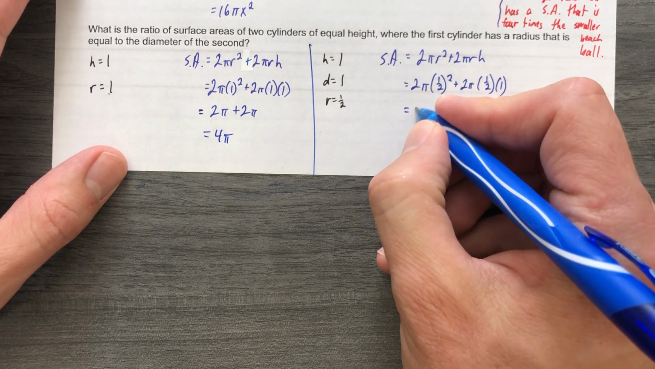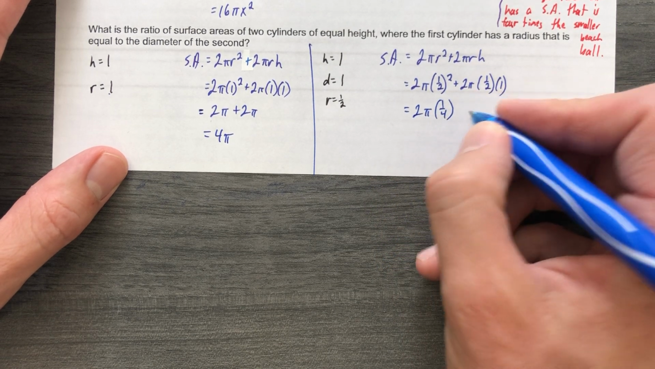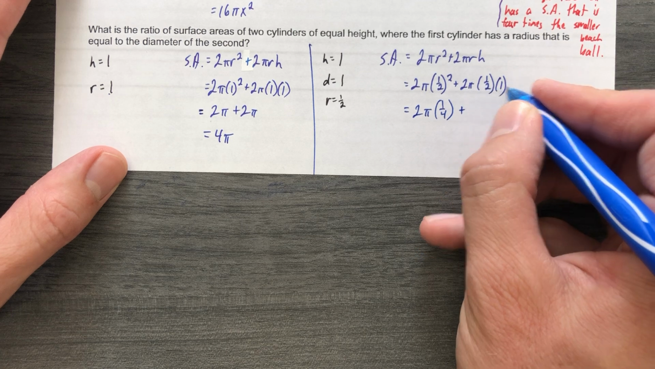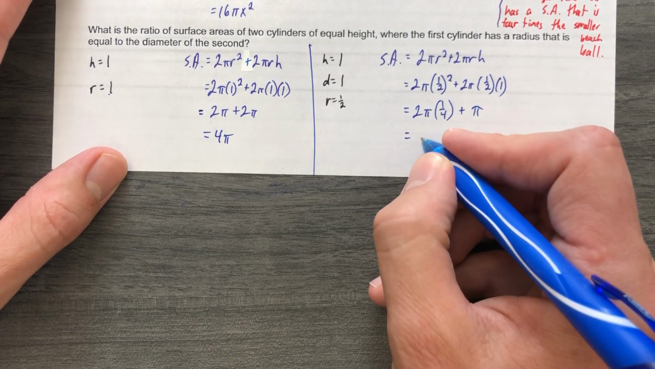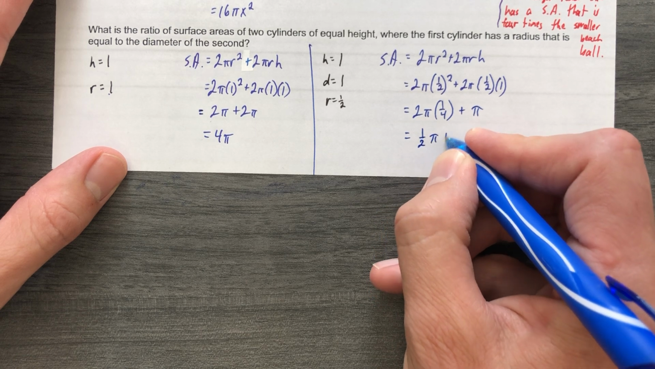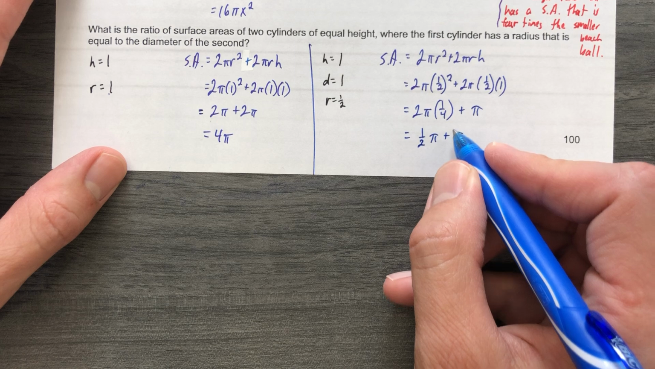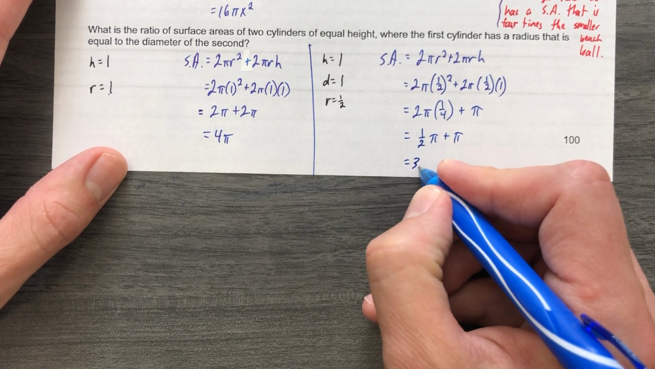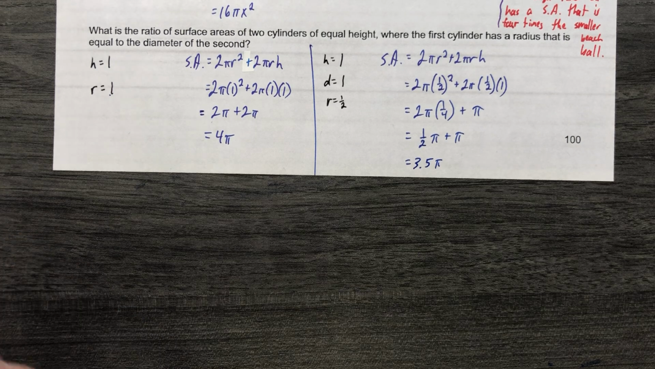All right, so this is 2 times pi times, let's see, 1/2 squared is 1/4. And then we have 2 pi times 1/2 times 1. 2 times 1/2 is going to give me 1 pi. 2 times 1/4 is 1/2 pi plus that. So here we have 1/2 pi plus 1. Well, we have 1.5. Let's do decimals. 3.5 pi.